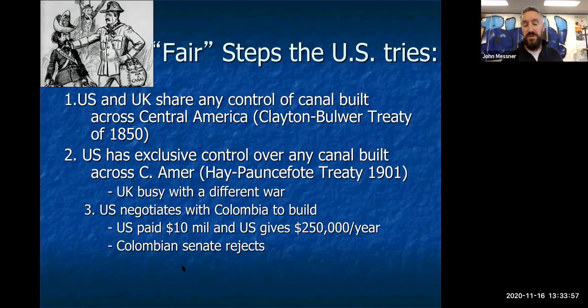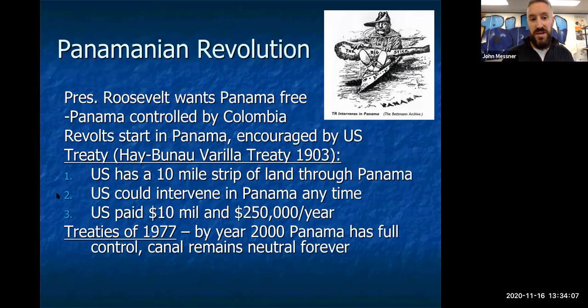Well, the Colombian Senate rejects it. And they're just like, no, this is our land. We have the opportunity to build a canal. This is going to be for us. And so what does Roosevelt do? He just kind of backstabs Colombia and is like, fine, you are holding this territory of Panama that is not technically your territory. These Panamanian people should be free and independent. And so what I'm going to do is sponsor a little revolution.